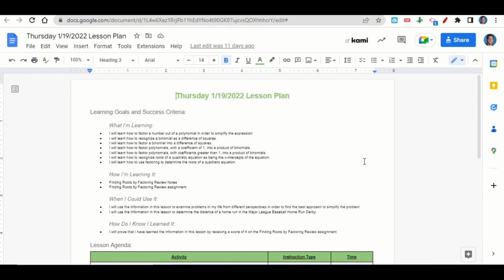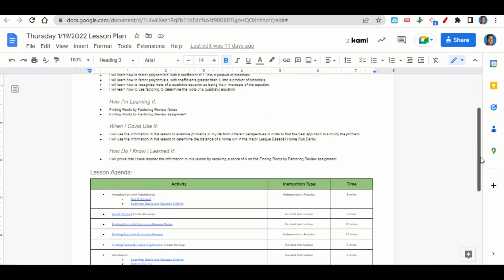How are we learning it? Through the Finding Roots by Factoring review notes and the Finding Roots by Factoring review assignment. When can we use this information? To examine problems in your life from different perspectives in order to find the best approach to simplify the problem, and to determine the distance of a home run in the Major League Baseball Home Run Derby. How do you know you learned it? By getting a score of 4 on the Finding Roots by Factoring review assignment.